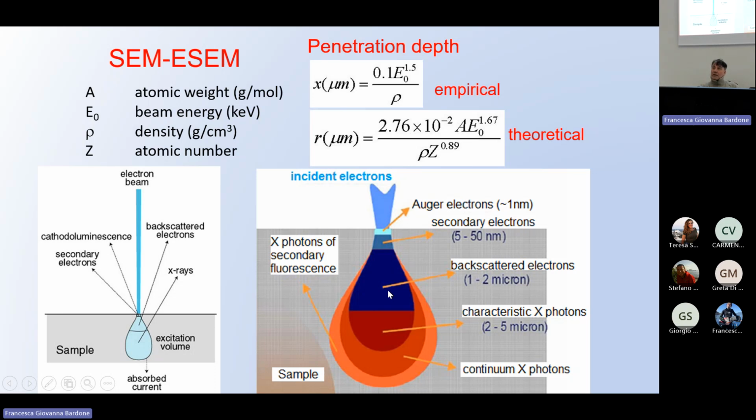So remember, the resolution is not the size of the probe. The resolution is the volume from which the signal comes. And the three signals I told you, the most used every day, secondary, backscattered, and X-ray, have completely different spatial resolution. For bulk material, X-rays come from volumes of microns.